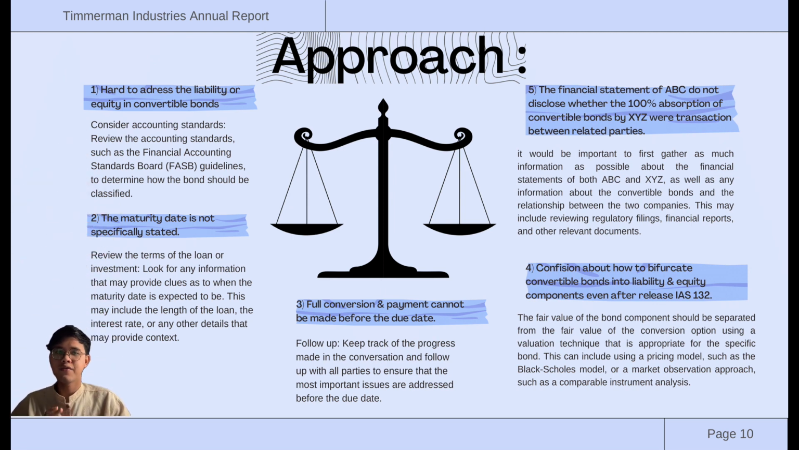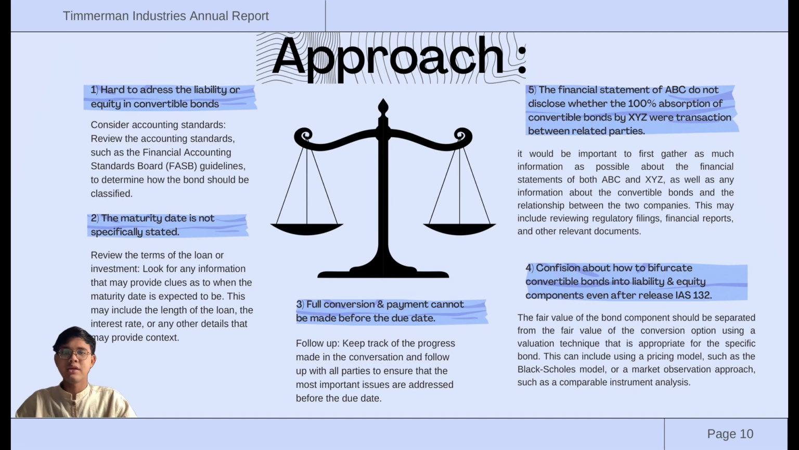Number 4 is about confusion on how to bifurcate convertible bonds into liability and equity components, even after the release of IAS 132. So the approach is that the fair value of the bond component should be separated from the fair value of the conversion option, using a valuation technique that is appropriate for the specific bonds. This can include using a pricing model such as the Black-Scholes model or a market observation approach such as comparable instrument analysis.